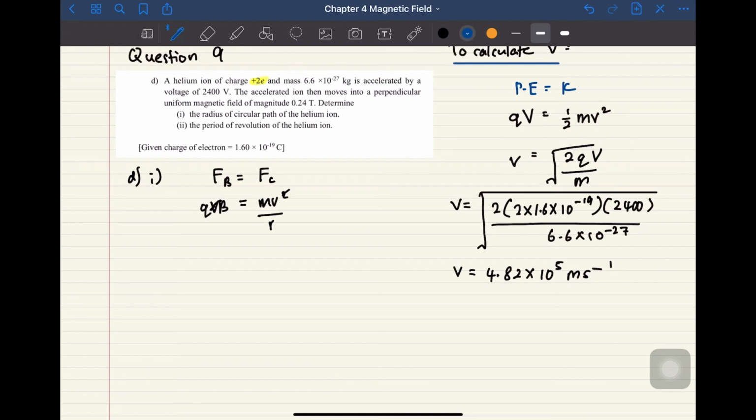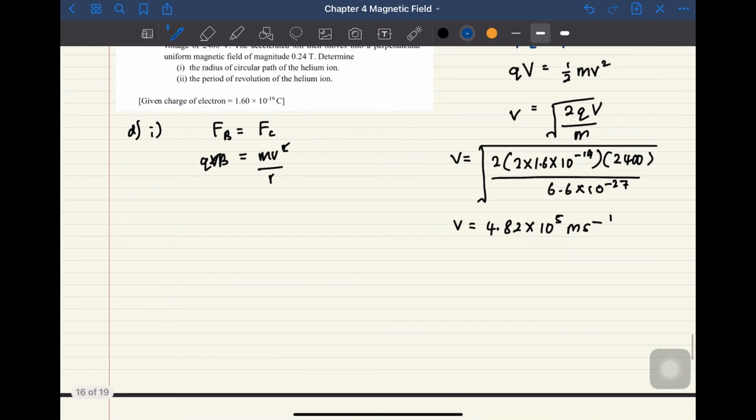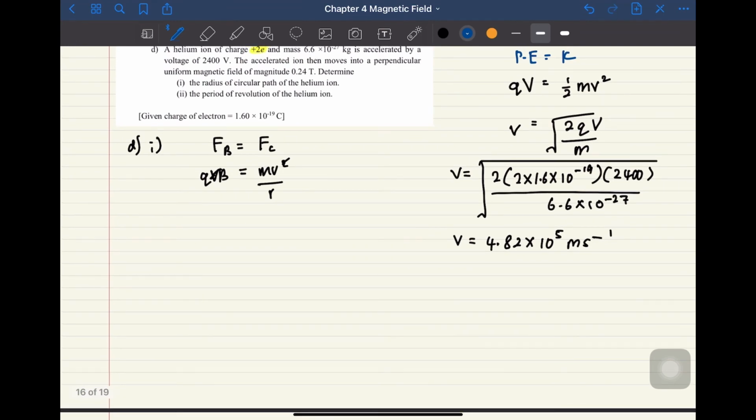So actually you need to calculate this one first. Maybe I can put this as my first step. And the second step is to use the equation of circular motion to solve for the value of r. So r here is equal to mv divided by qB. The mass, again, you just substitute the value, 6.6 times 10 to the power negative 27. The velocity is the one we calculated just now, 4.82 times 10 to the power of 5.